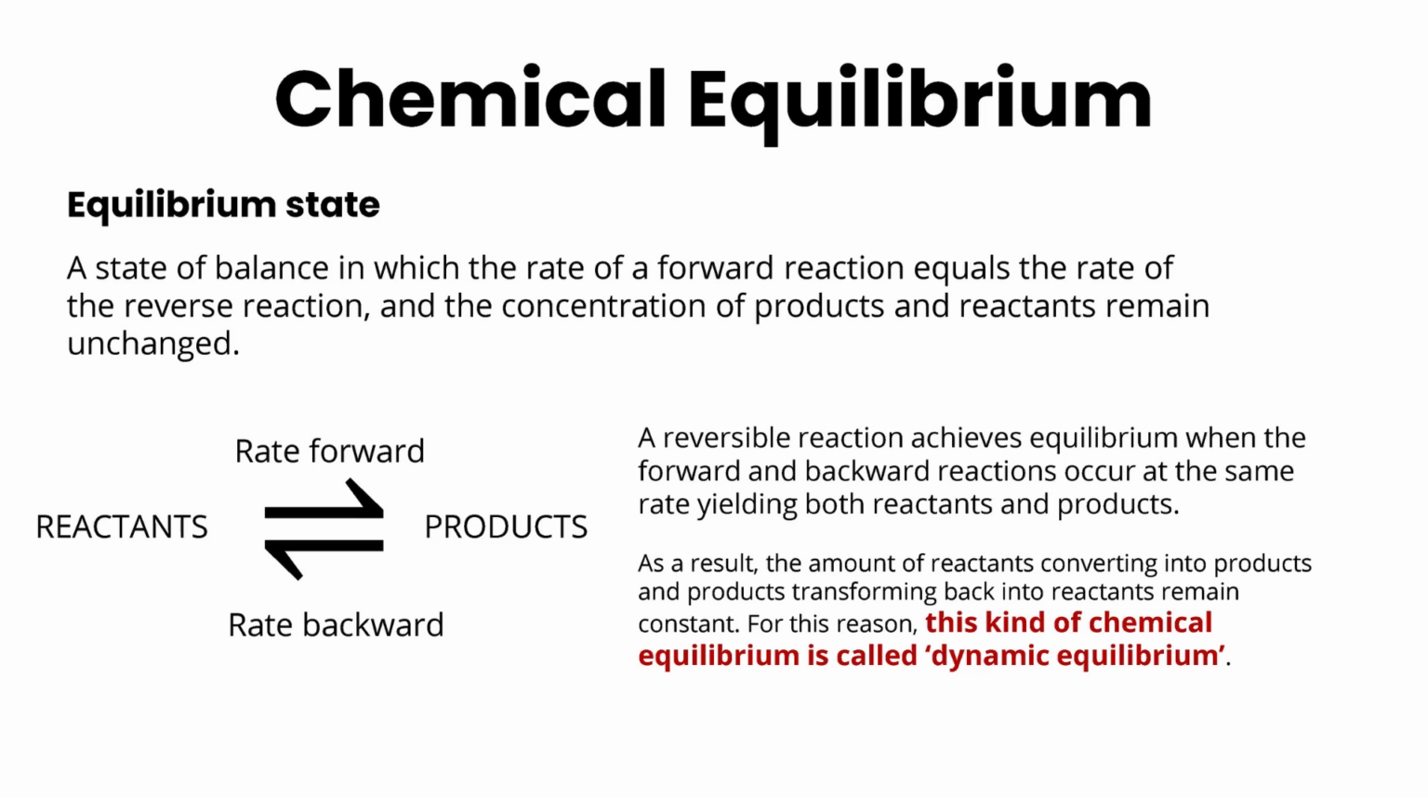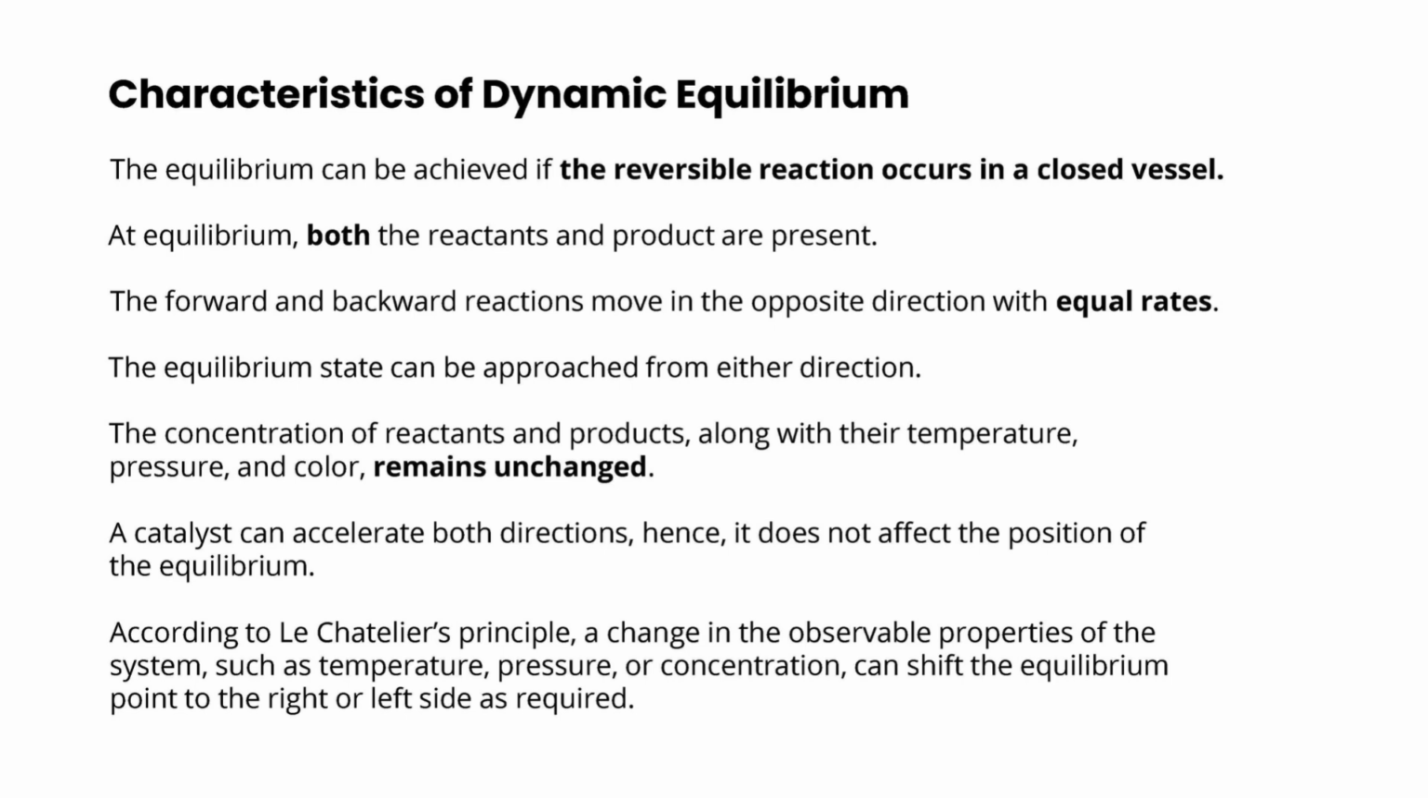Okay, wait, so the reactions don't actually stop? It's not like everything just freezes? No, absolutely not. That's key. That's why we call it dynamic equilibrium. Dynamic meaning active, moving. The forward and reverse reactions are still happening constantly. Molecules are changing back and forth. But because the rates are equal, there's no overall change in how much reactant or product you have. It just looks stable from the outside. Ah, okay, dynamic. Got it.